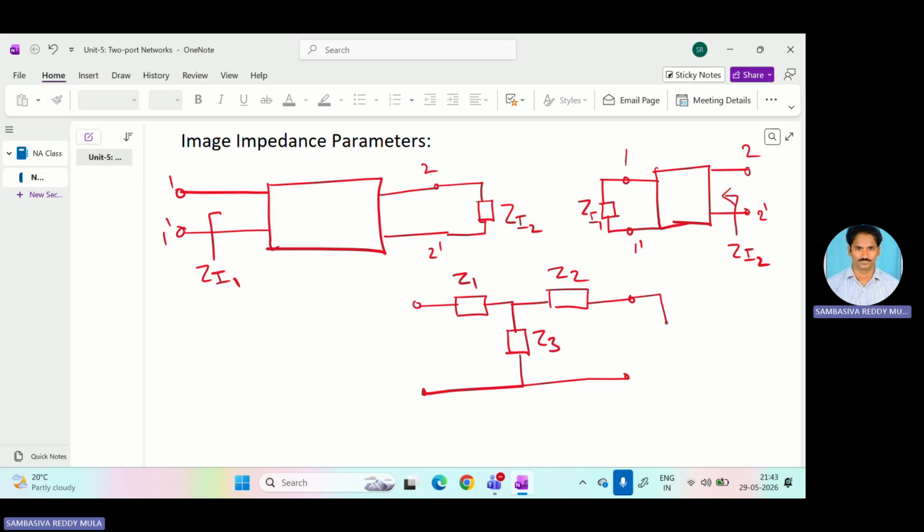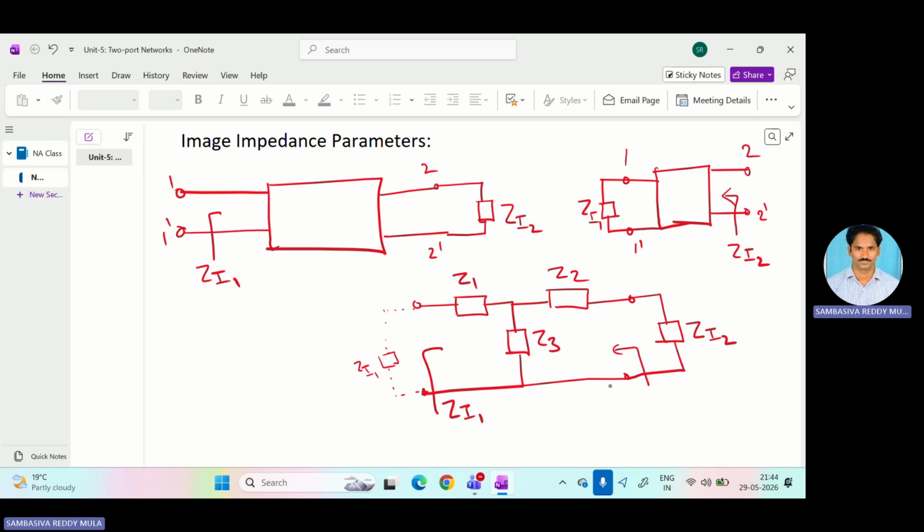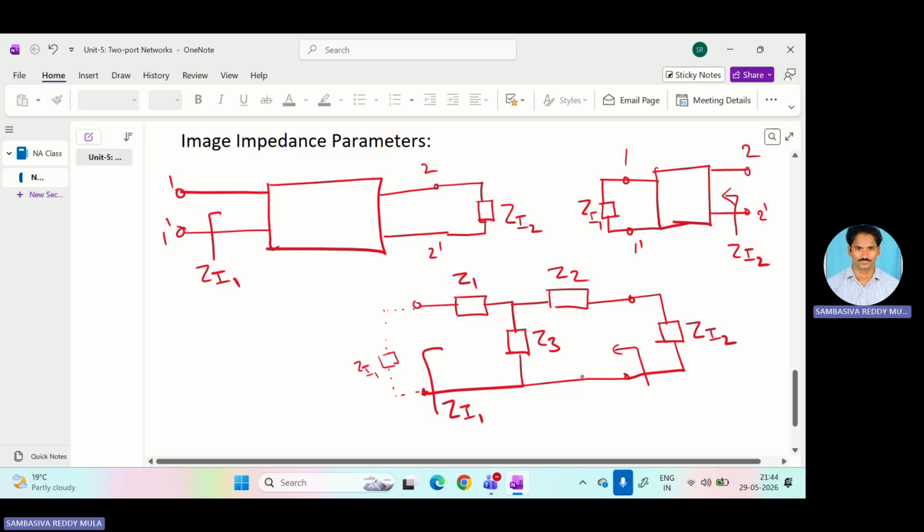So when this is terminated with, here we have two cases. If this is terminated with ZI2, then this impedance is said to be ZI1. In another way, if this is terminated with ZI1, then at these terminals we will measure the impedance as ZI2. Now let us consider the first case only.